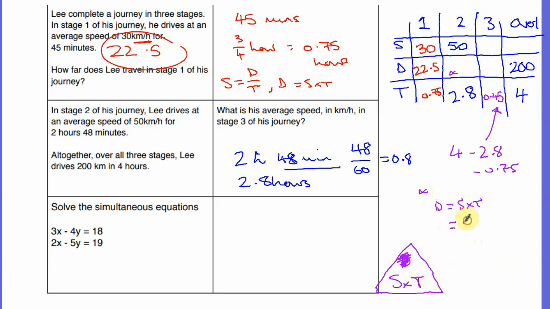So that's going to equal 50 times by 2.8, and that's going to give me 140. So I fill in 140 there. We can then find the distance for part 3 quite easily. We can do 200, subtract 140, subtract 22.5, because these 3 distances must add up to make 200. So I've just subtracted these 2 from here. And that's going to get me 37.5.